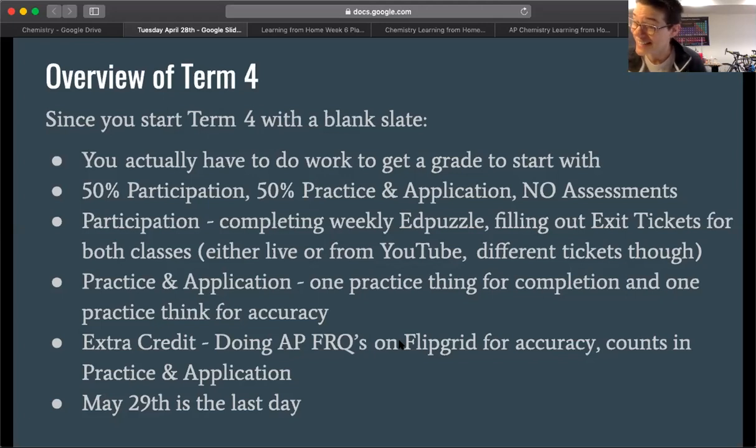The other thing I would say is those people who are planning on taking AP chemistry, you kind of need to know how to do this stuff we're doing here at the end of the year.